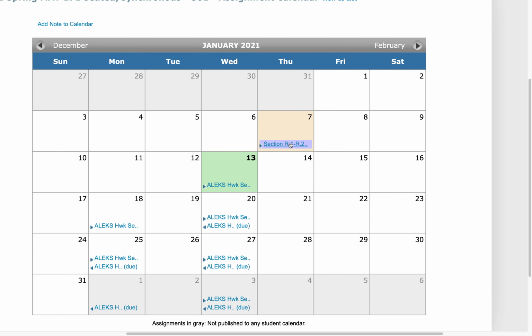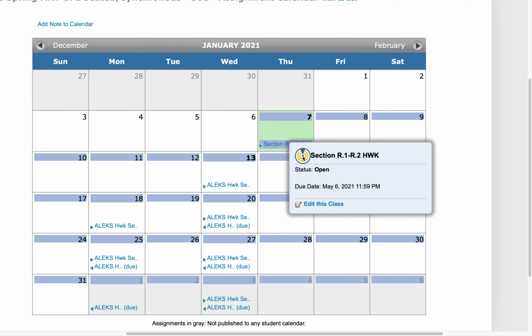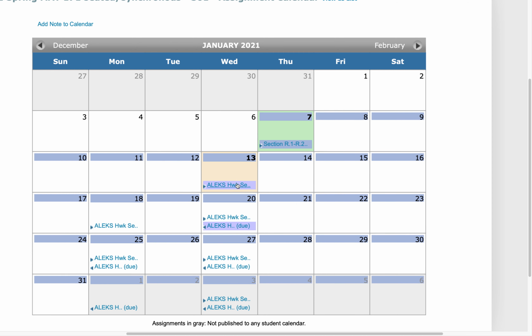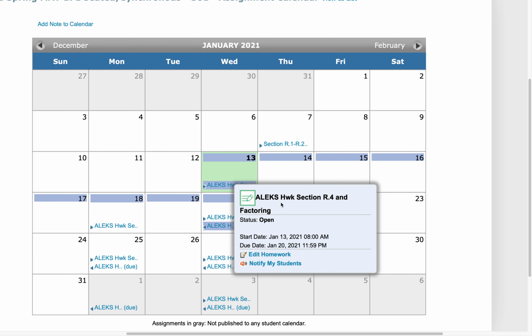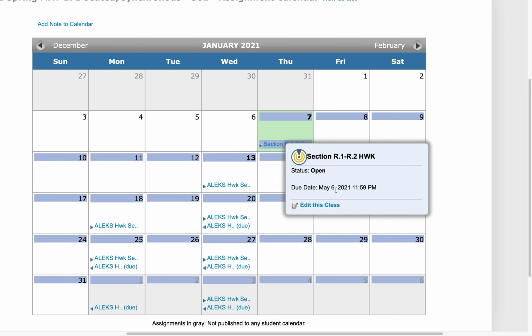The items that have the section R1 and R2 with the circle or the pi symbol around them are optional, not mandatory. But anything that has Alex homework, like homework section R4, that part is mandatory. Anything that has the box with the green outline with the pencil and lines in the middle is where the Alex homework comes in. But anything that is due May the 6th, that particular group is optional.